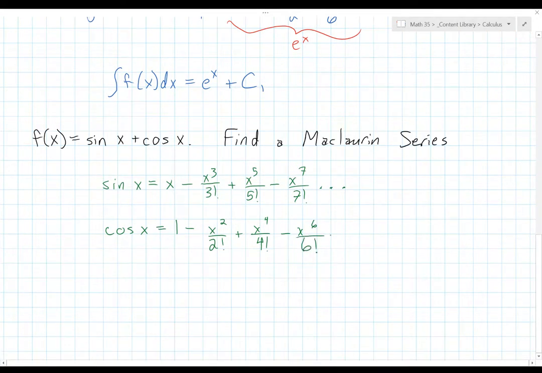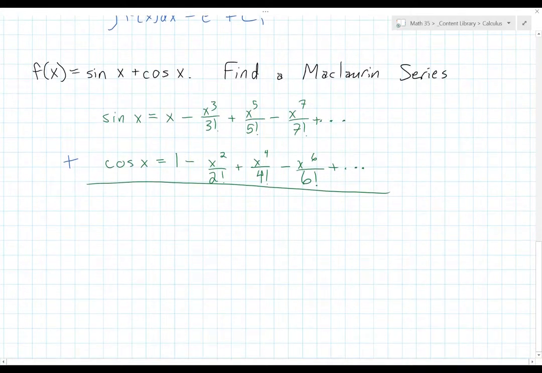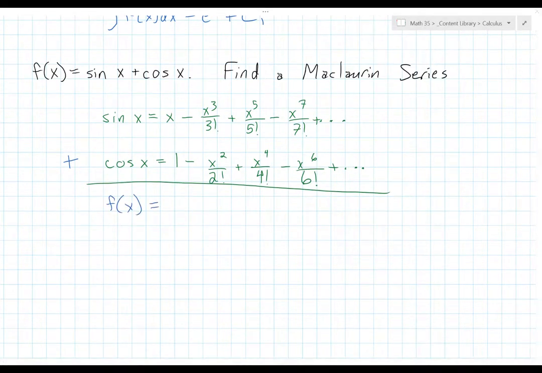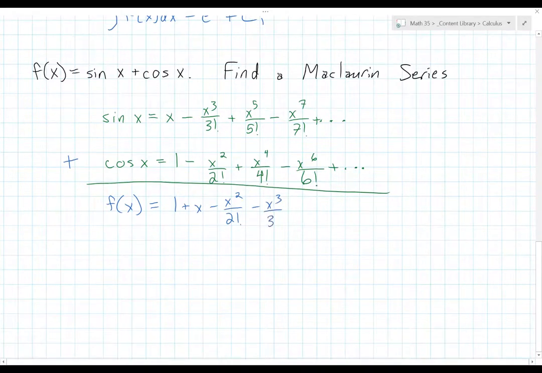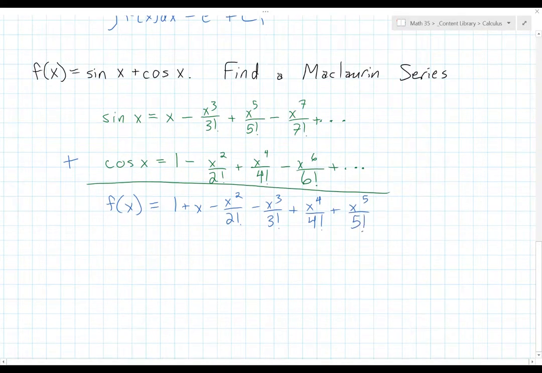Then I can actually just add these two together and figure out what the new one would have to be. So it does save me. It's not like this one would be a really hard one to figure out from the actual definition of Maclaurin series, and you would be completely welcome to do that. But the sum of these is f of x. So I get 1 plus x minus x squared over 2 factorial minus x cubed over 3 factorial plus x to the power of 4 over 4 factorial plus x to the power of 5 over 5 factorial, and so on.